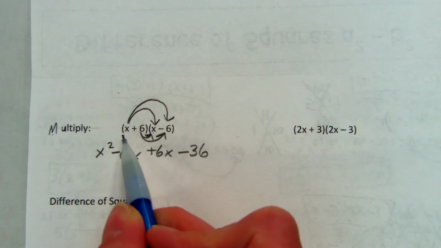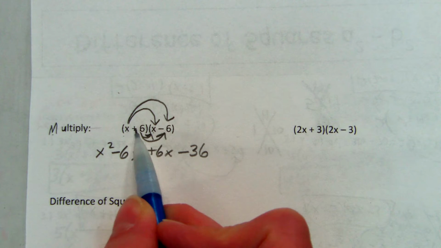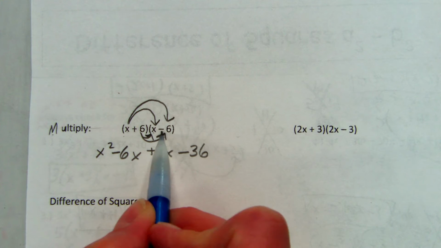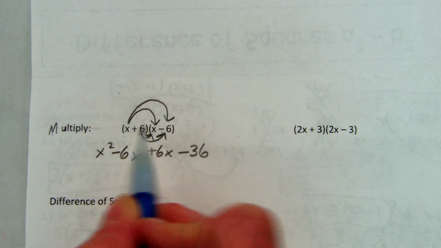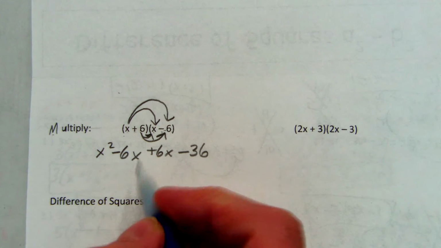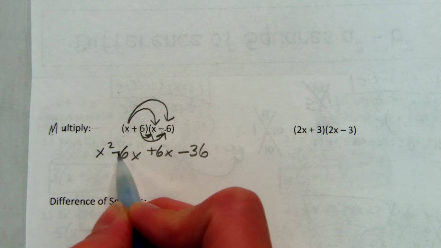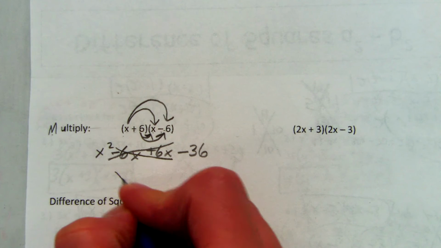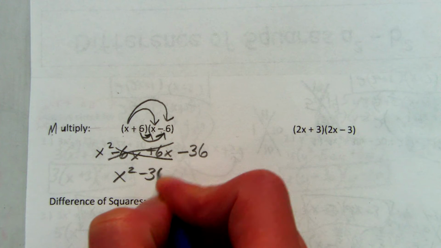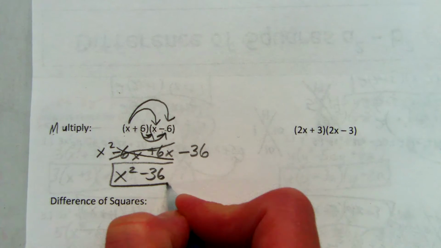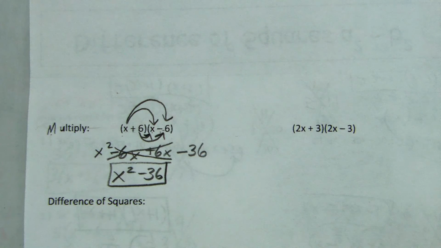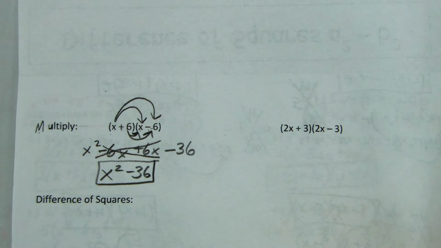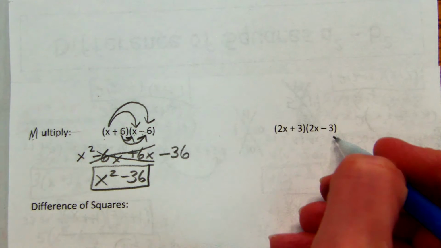Now, if you look at the original problem, everything was the same except this had a plus and this had a minus in the middle. And that's special. These are called conjugates. What it does is it gets rid of these middle terms. They are going to eliminate each other, and we are left with x squared minus 36. That's weird. It is kind of weird, but we're going to use that today to do our shortcut. So let's go ahead and take a look at the next one.